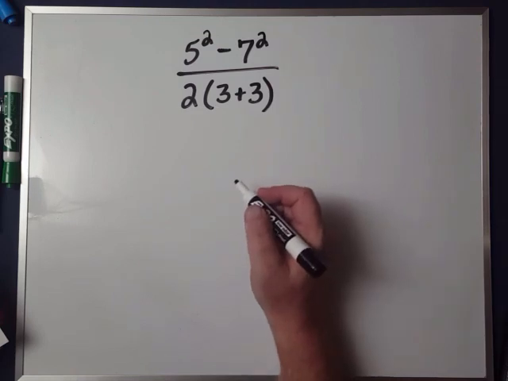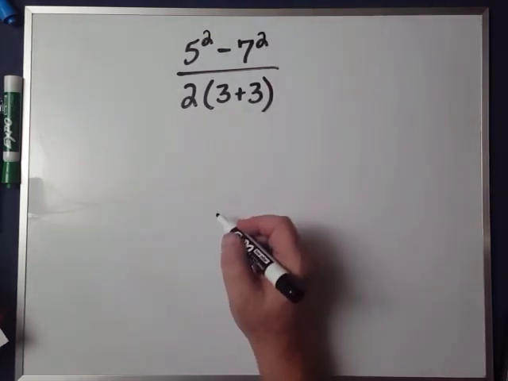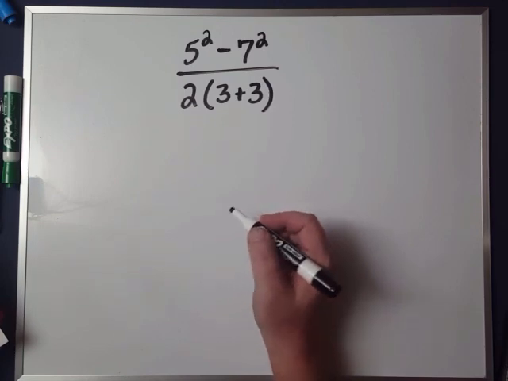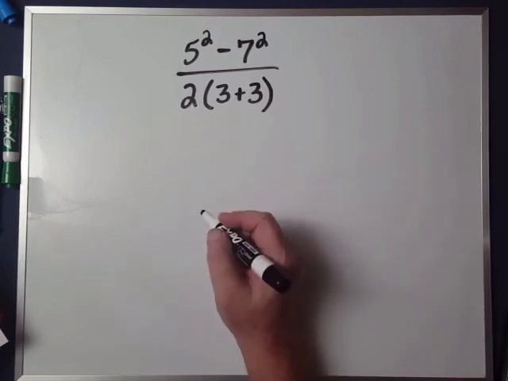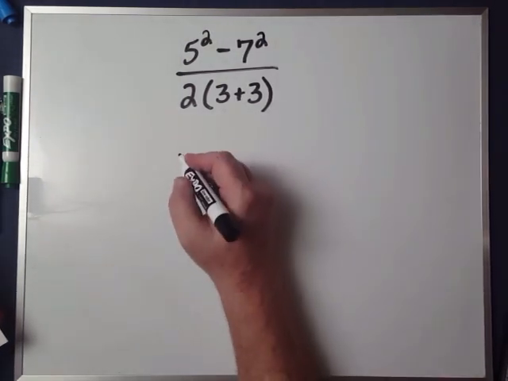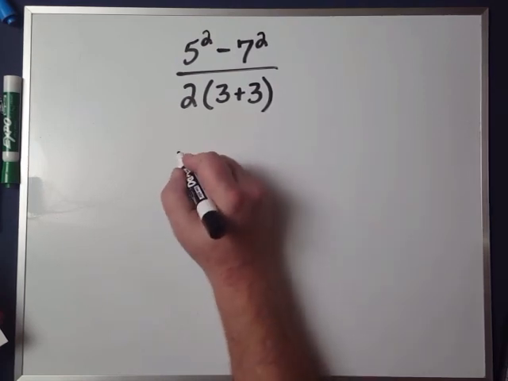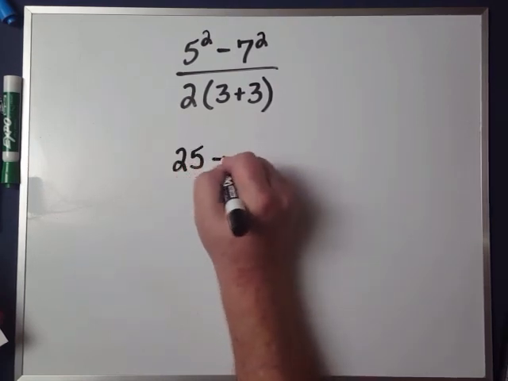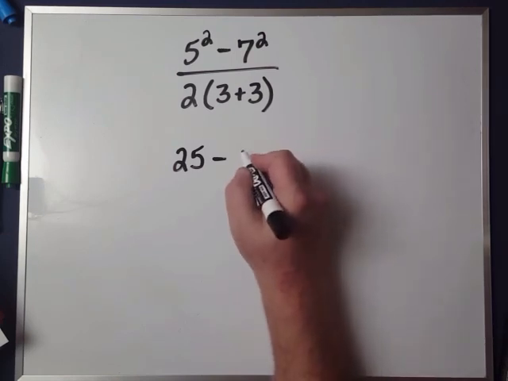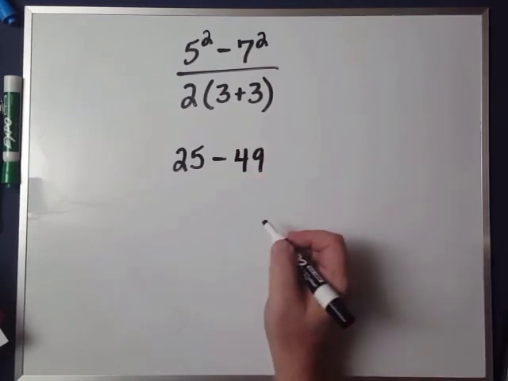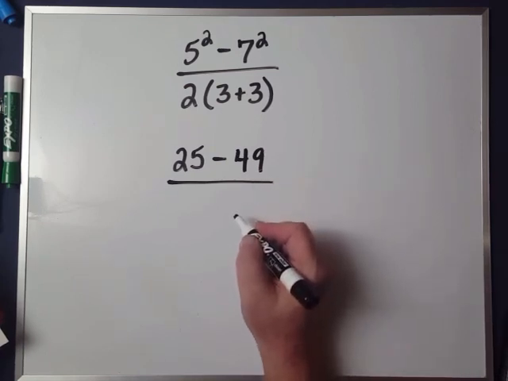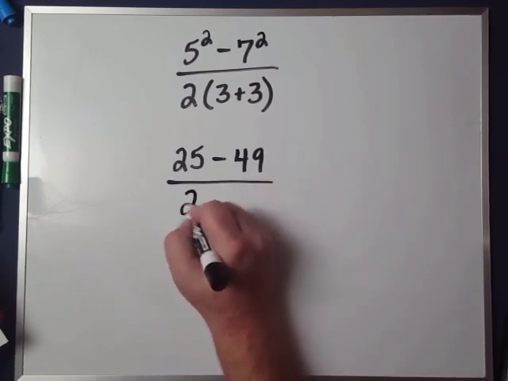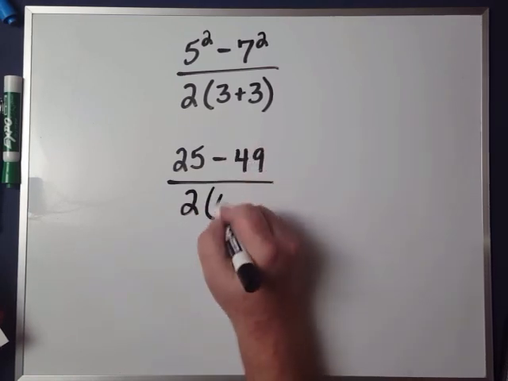Again, we have a fraction bar. We work above and below that fraction bar separately until we're ready to finally perform the division indicated by that fraction bar. In the top, we'll do the powers first. We can do both of those powers in the same step. 5 squared. 5 times 5 is 25. Minus 7 squared. 7 times 7, 49. Over. We jump to the bottom. In the denominator, we'll deal with what's in parentheses first. 3 plus 3 is 6.